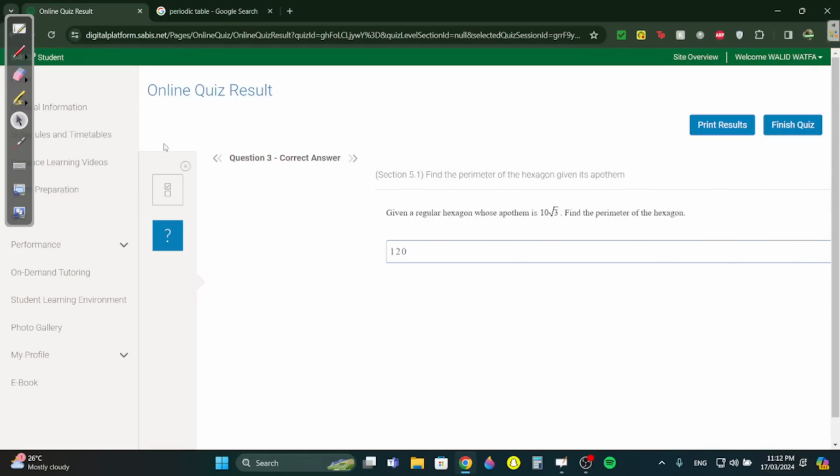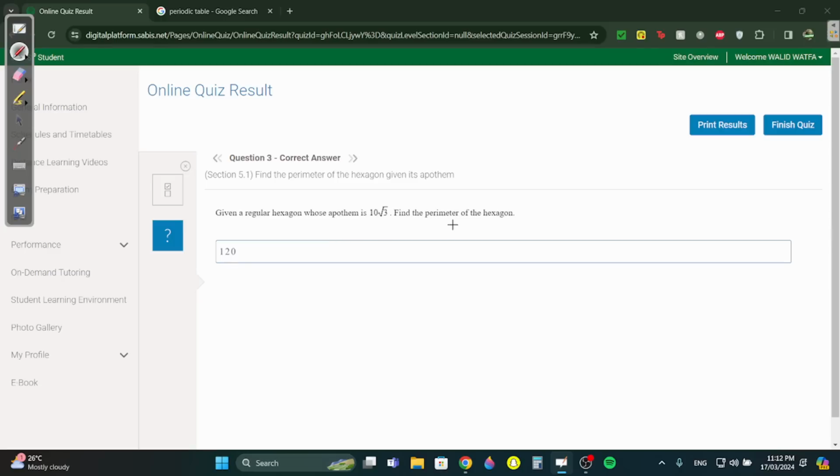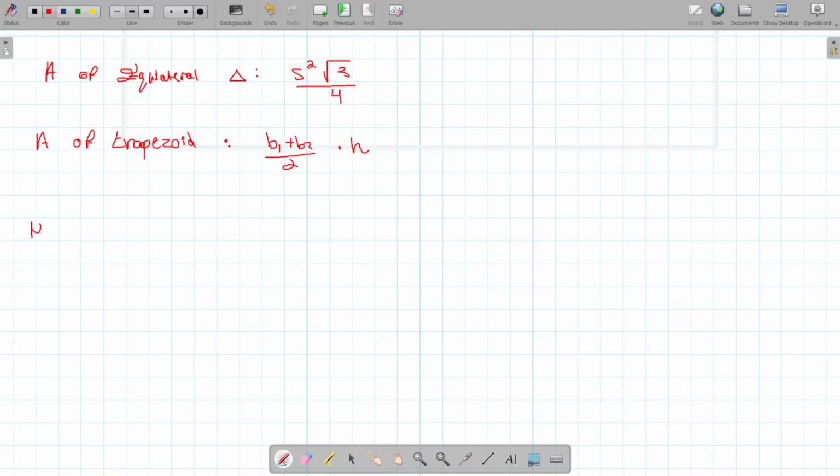Question 3. Given a regular hexagon whose apothem is 10 radical 3, find the perimeter. Hexagon has its own formulas. Before going into hexagon, I'll give you the area of a polygon. Any shape, a regular polygon. The area of it is A times P over 2. A is the apothem, and P is the perimeter.